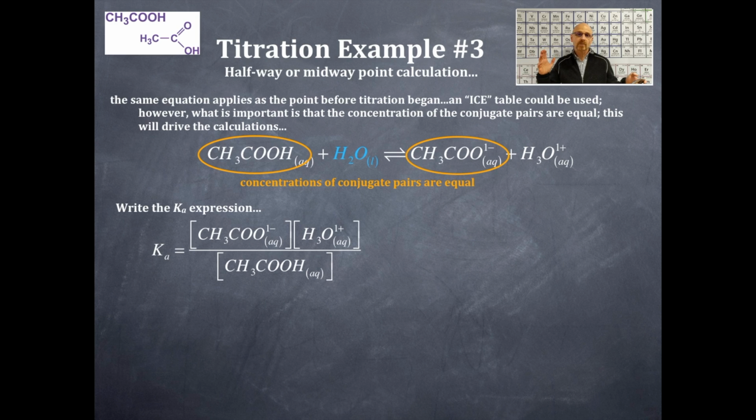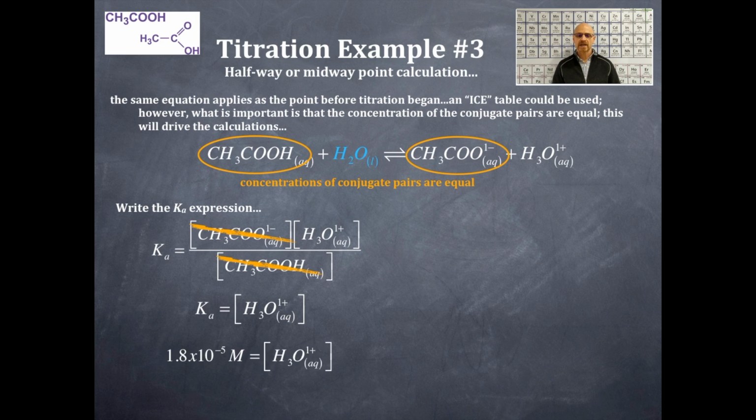Okay, now concentration of conjugate pairs are equivalent. So what are we going to do with those? Since they are the same, whatever value they are the same, and we're going to cross them out. So what do we have left when we simplify this? We have the Ka is equal to the hydronium ion concentration. Super simple. Now what we need to do is plug into this. Okay, we have the Ka initially on this problem of acetic acid. That's 1.8 times 10 to the negative 5. That's equal to the hydronium ion concentration.